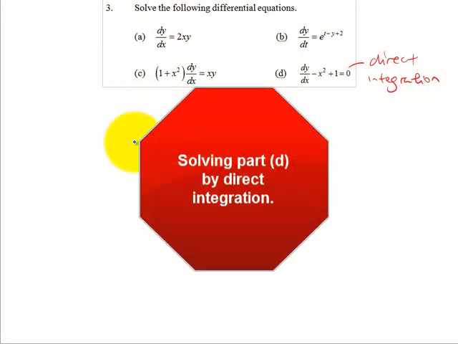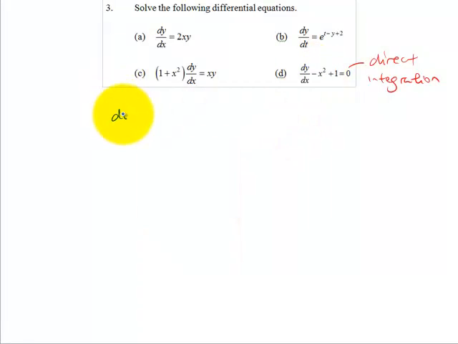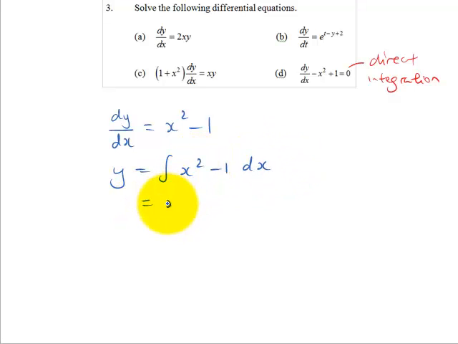To solve the differential equation in part D, all I need to do is put all the terms on the right hand side. So if the differentiated form of y looks like this, then all I need to do is integrate the right hand side to solve for y. Integrating x squared is x cubed over 3, integrating 1 is x. So this is the answer.